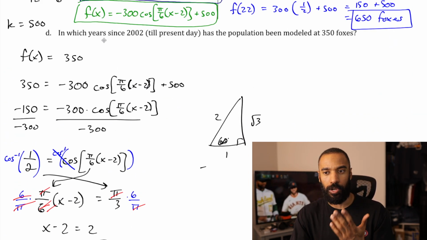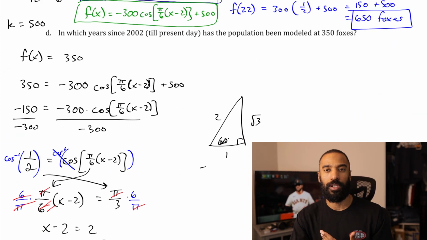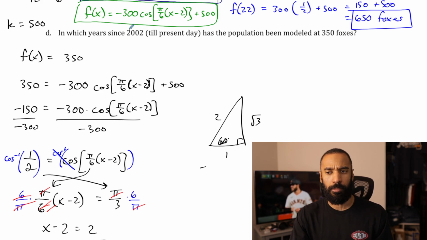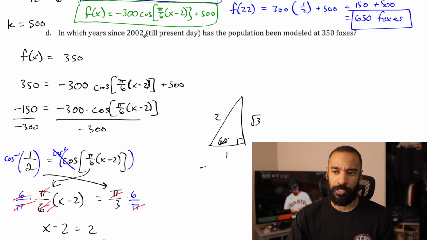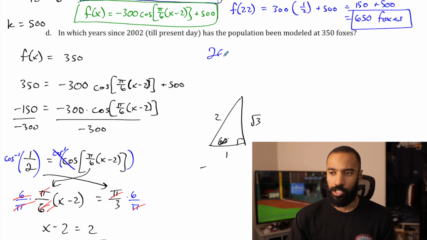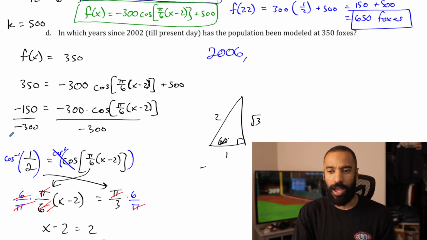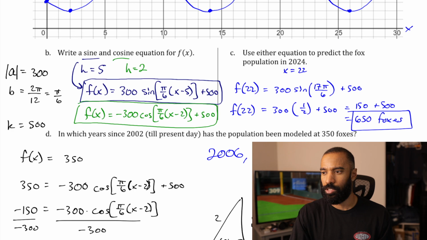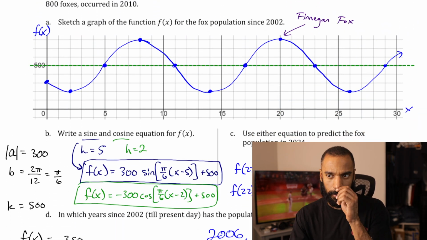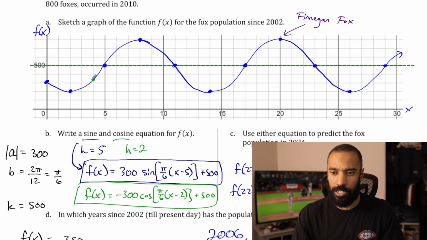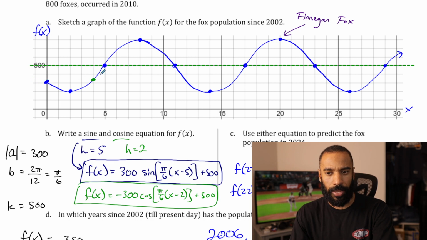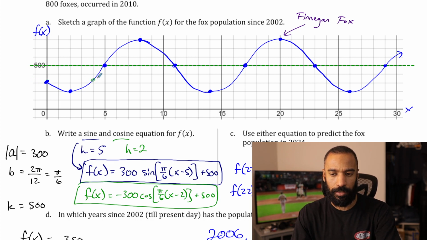We need the actual years. In which years since 2002? I guess you could say 4 years since 2002, but what are the actual years? Well, one of the years, 2002 plus 4, is 2006. And I'm going to show you on the graph. In the year 2006, there were 350 foxes. Now, my graph isn't perfect, but 4 years since then, does it make sense that that is maybe 350? Oh, yeah, totally. Is that the only place that we hit 350, just right there?